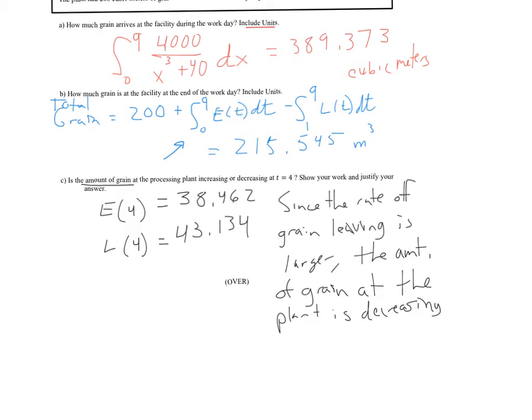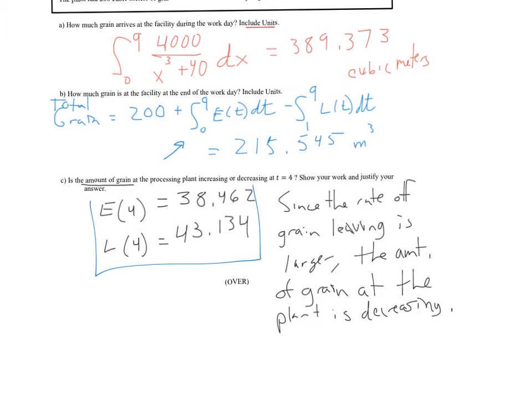So we can say since the rate of grain leaving is larger than the amount of grain arriving, then the amount of grain at the plant is decreasing. You have to write out a sentence there. Okay, you don't have to write a paragraph, but you have to write it out in a sentence.